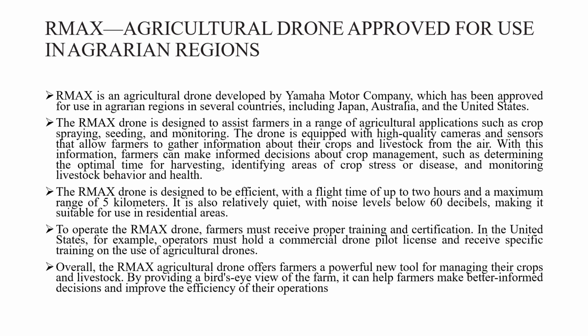It is designed to be efficient, and can fly up to 2 hours with a maximum range of 5 kilometers. Farmers must get proper training and certification to utilize this RMAX drone, and it will be a powerful tool for the crops and the livestock of the farmers.